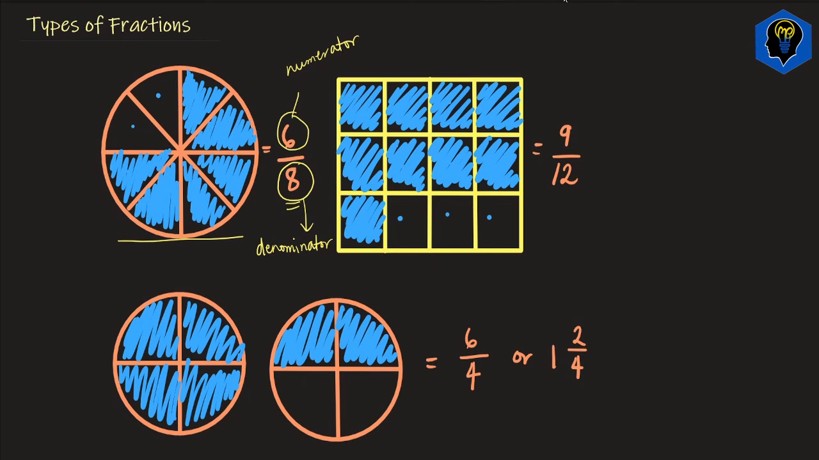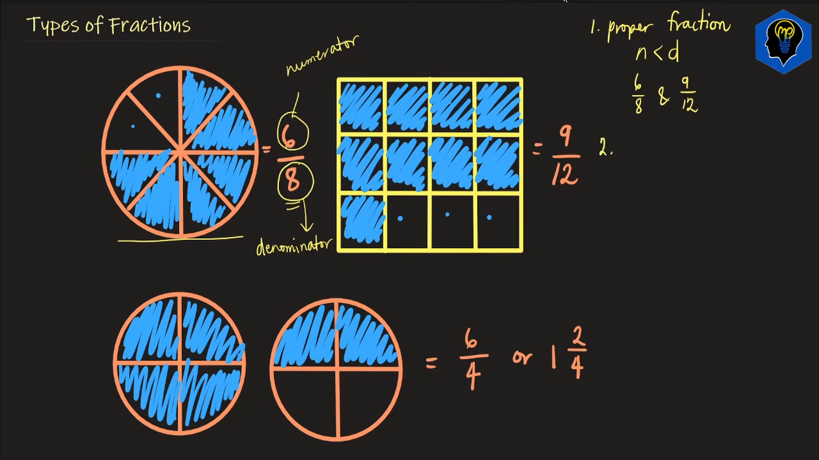So, ano-ano ba yung different types of fractions? So, we have 3. The first one is proper fraction. So, when we say proper fraction, the numerator is less than the denominator. So, mas maliit yung nasa taas kesa sa nasa baba. So, in our given examples, proper fractions are 6 over 8 and 9 over 12. Okay? So, madali lang. Tandaan, proper fraction, mas maliit yung nasa taas kesa sa nasa baba.